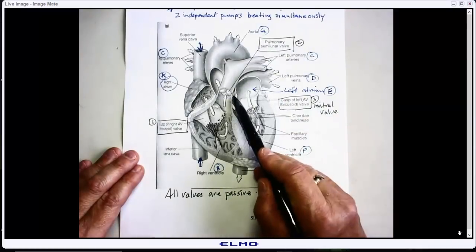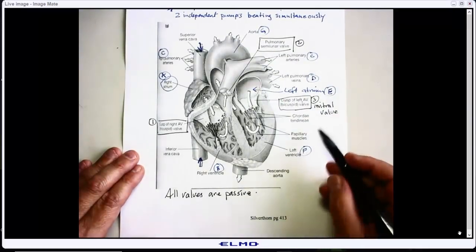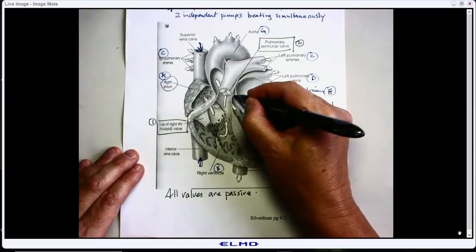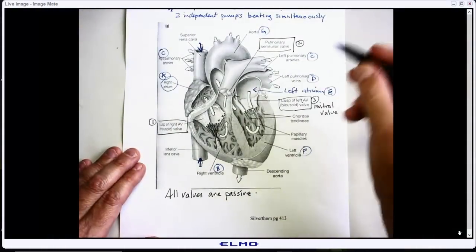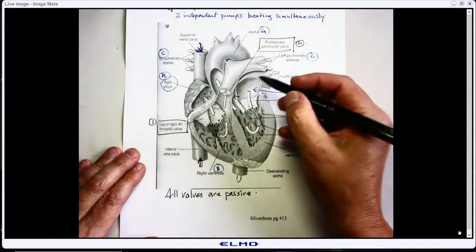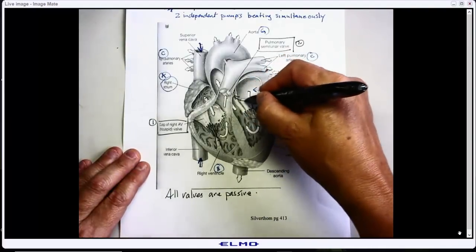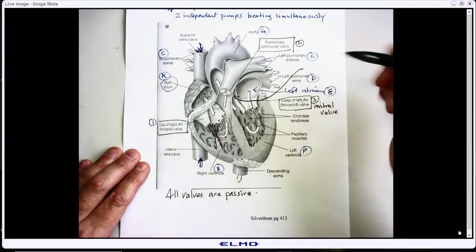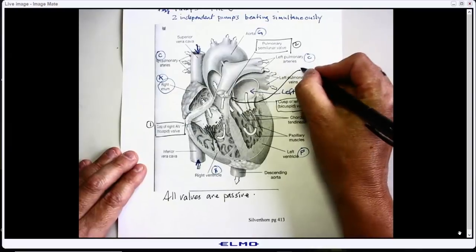When the left ventricle contracts, we want to move blood from the left ventricle into the aorta, and right underneath there, you can't see it in this picture very well, but right there is another valve. I'm going to take that out to, let's go out to here, an aortic valve.